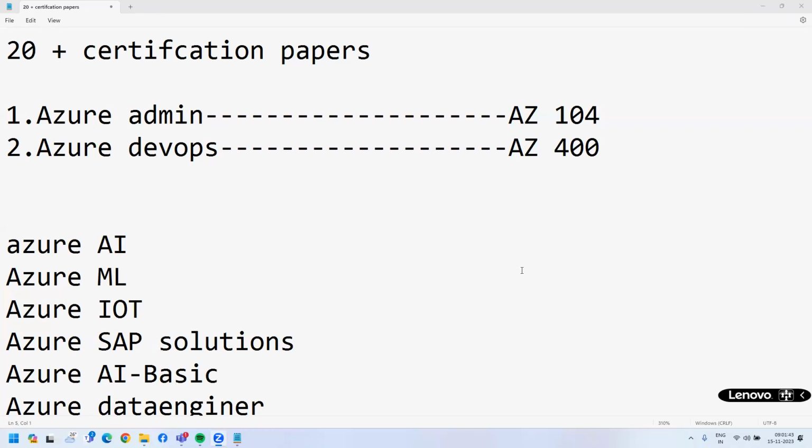Don't expect definitions here. Most of the interviews nowadays are happening scenario based. Once you are able to practice, then you'll be able to crack the interview. Again, I'm telling you, if you follow my course, 100% you'll be able to certify and clear the interview. So you must practice it.